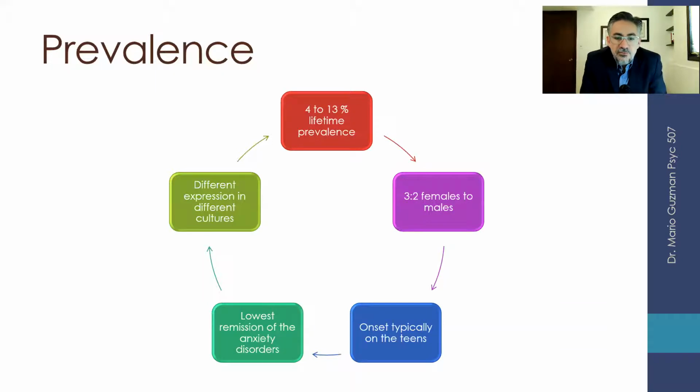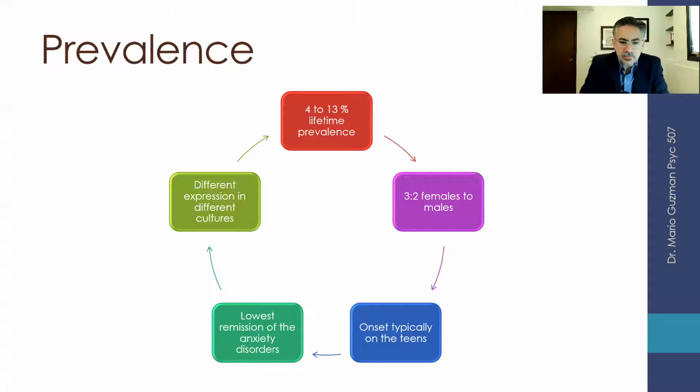Different expression in different cultures. So this is important, and I think it's a good thing in the DSM-5. They are telling us how disorders are presented in different cultures, right? And this is important because some of the disorders have elements that can affect not only the development and the course of the disorder, but also the way that the culture in specific understands those problems.